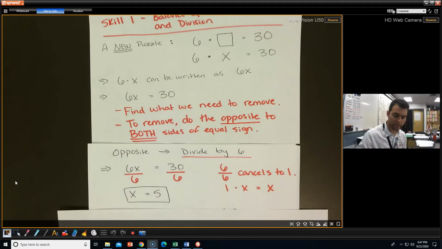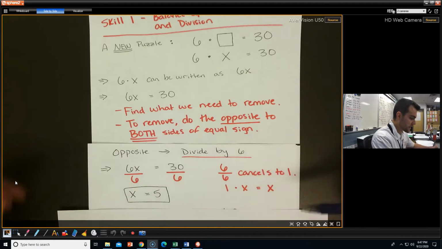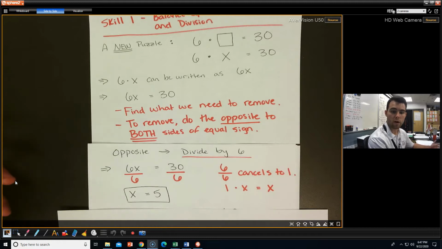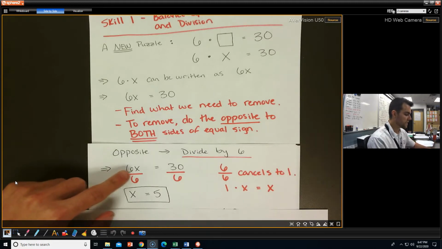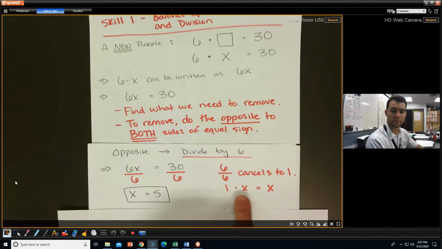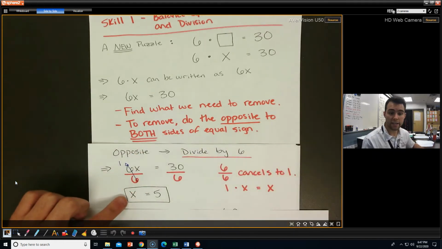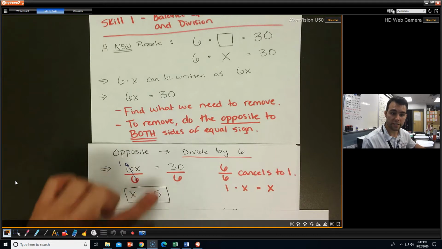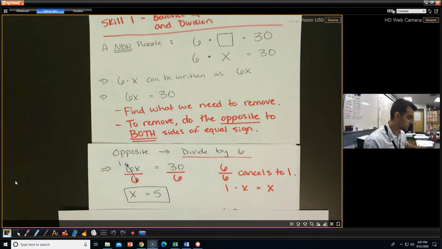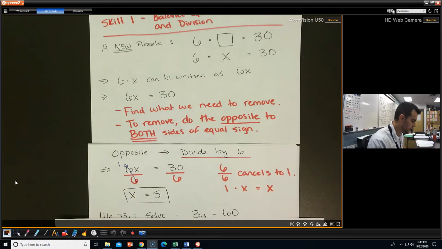Now what's going to happen is, your 6's, if you have 6 divided by 6, well, that just cancels out to 1. So we'd have 1 times x, 1 times x equals x, right? Anything times 1 is itself. So when this goes to 1, we're just left with x equals 30 divided by 6, which is 5. Okay? And that's it. That's really the main idea.